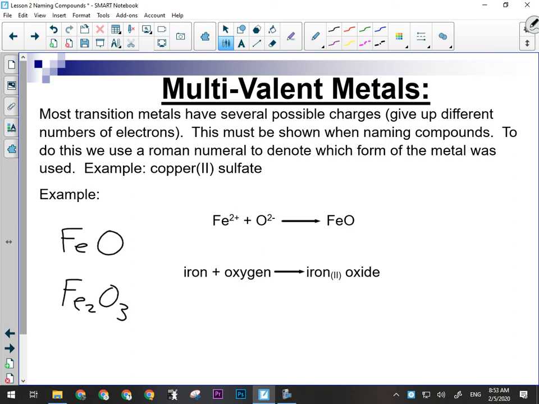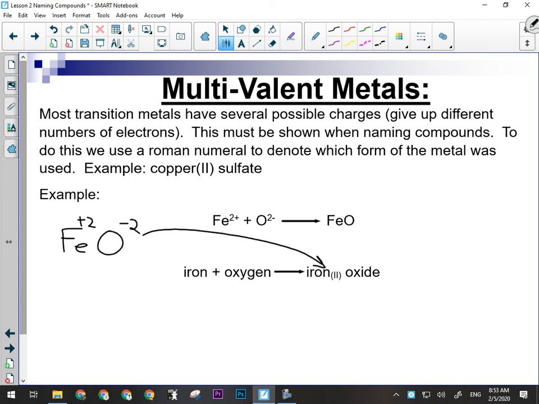This is how I figure it out. If I'm looking at this compound here, the charge on oxygen is always the same. What is it? -2. All ionic compounds have to have an overall charge of what? Of 0. All ionic compounds have to have an overall charge of 0. If I've got 2 negative charges on the oxygen, what's the charge on iron? 2. So then this stuff is iron, Roman numeral 2, oxide.